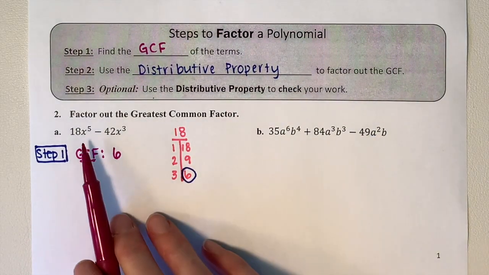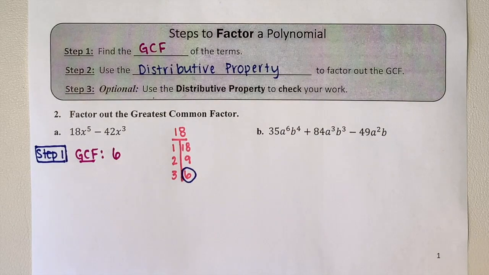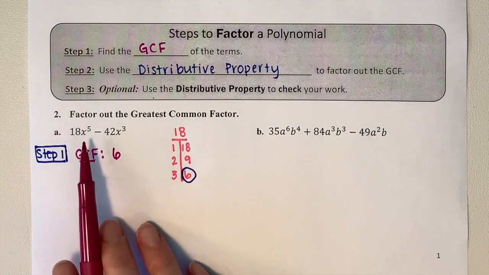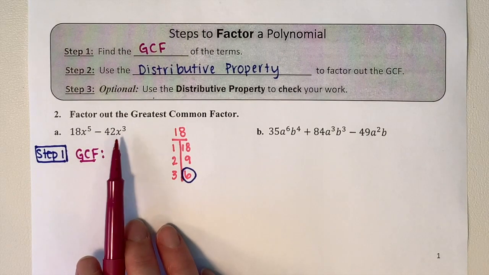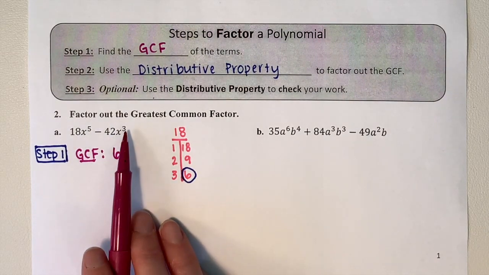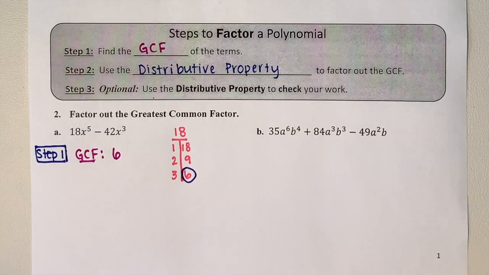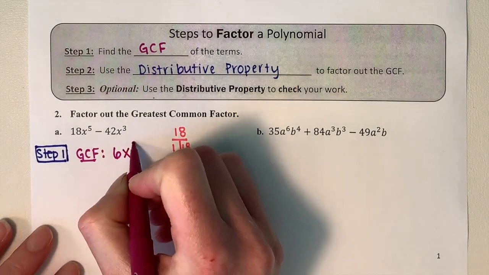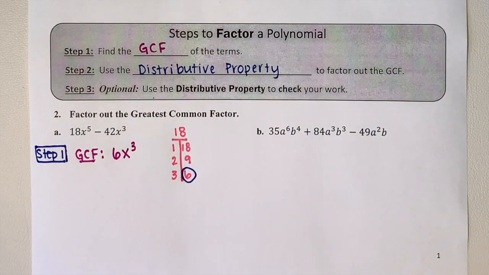Then we notice that both terms have an x. So that means that we have to put an x in our GCF, and we always pick the x with the smallest exponent. Between x to the fifth and x cubed, x cubed has the smallest exponent. So we'll put x cubed in our greatest common factor.